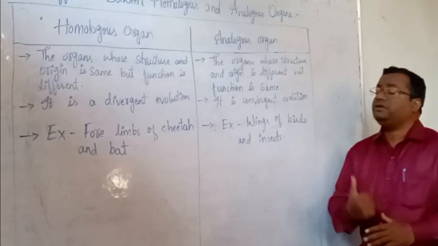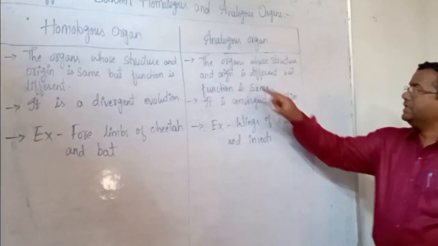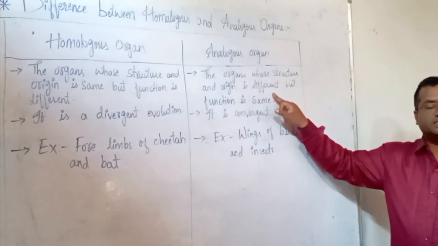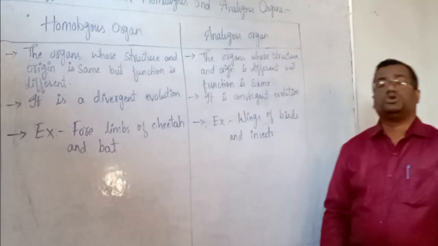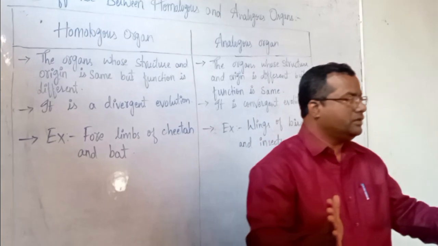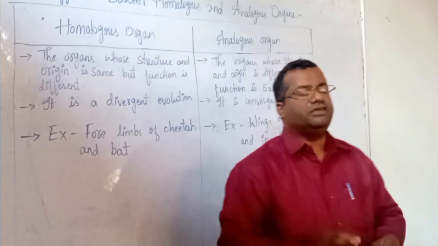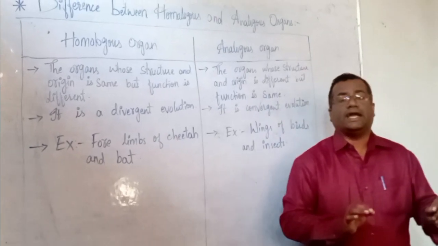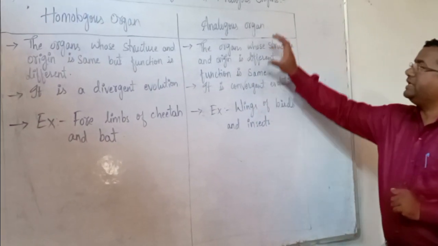Similarly, we have another anatomical organ, that is the analogous organ. How do we define it? The organ whose structure and origin is different. The species is different, and the structure and origin of the particular organ is also different, but it shows the same function. See, the species are totally different, but for survivability in a particular area, the different organisms show the same function. That is an analogous organ.